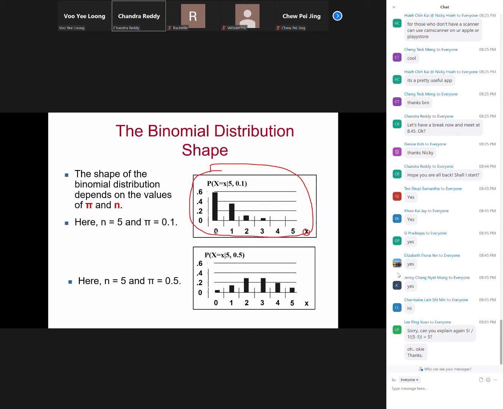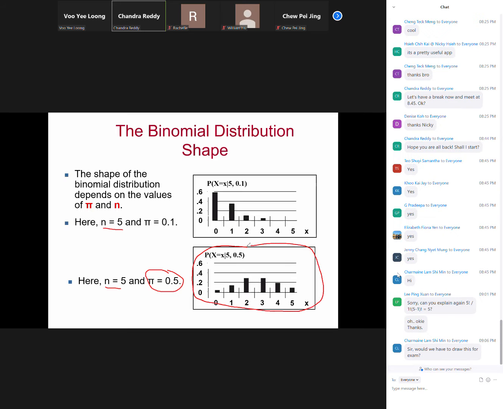X is discrete. Similarly, the shape of the distribution will change depending on the sample size and also the probability. For the same sample size, n is equal to 5, for a probability of 0.5 you may get a different shape of the binomial probability distribution. So the shape can vary. This is just to dig further into the formula: how the shape of the binomial distribution changes given variations in sample size and probability. This is not very important from an exam point of view. The calculation part is important.